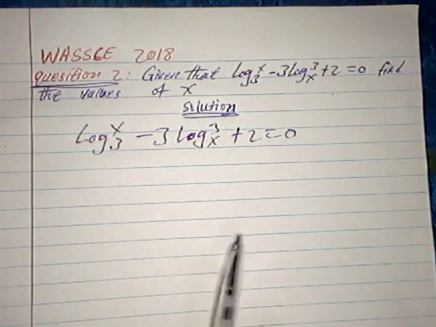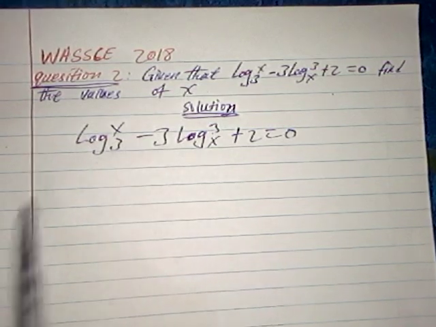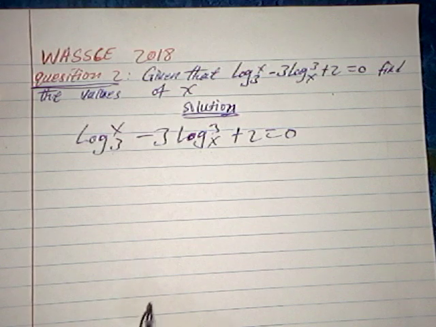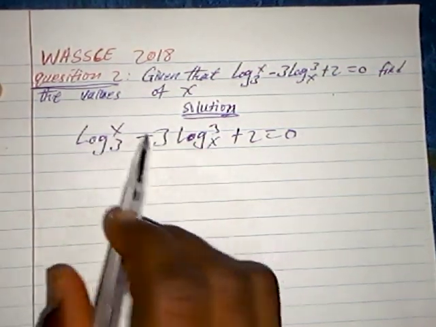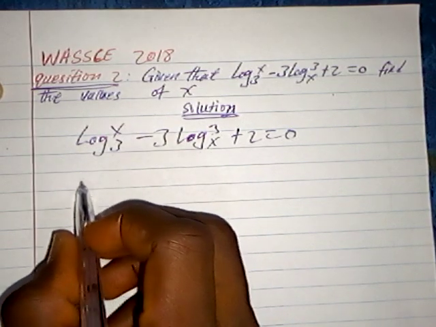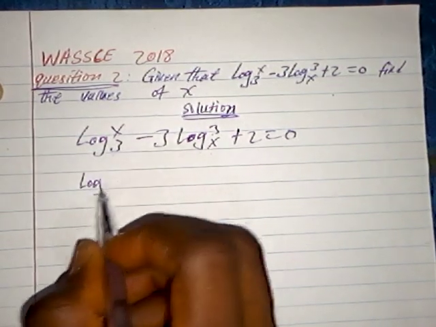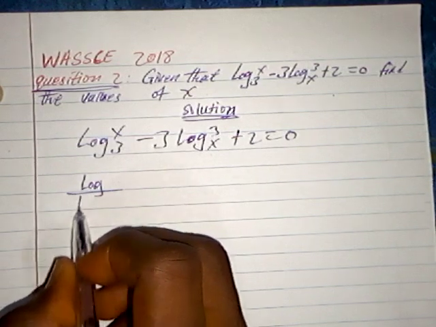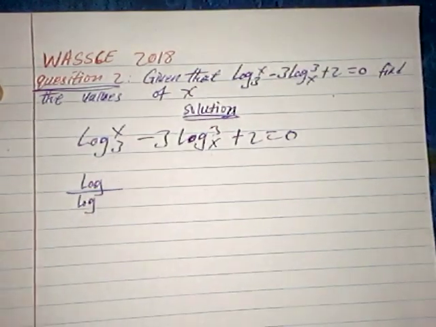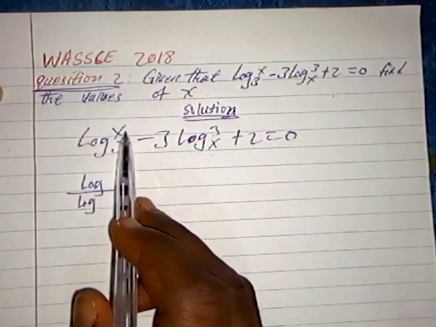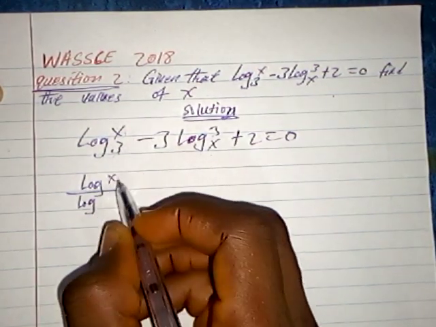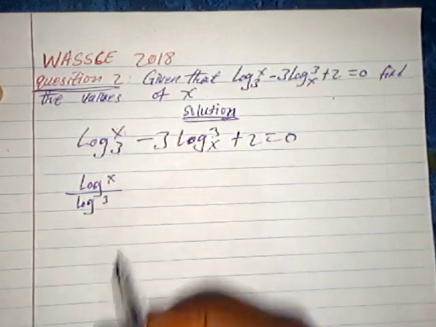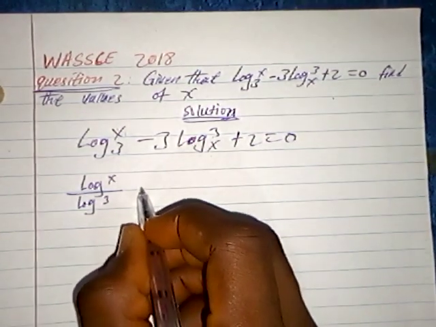Now, our primary motive here is to make the bases the same, which comes from the law of change of base in logarithm. So we try to change the base so that the base is the same. Log divided by log. We are going to take these two, the log and the base, and make both of them base x, base 3.